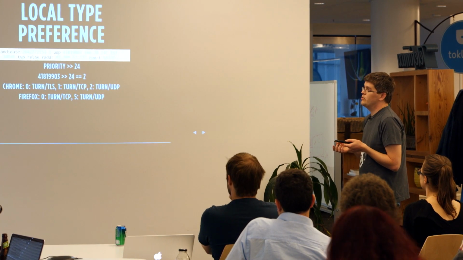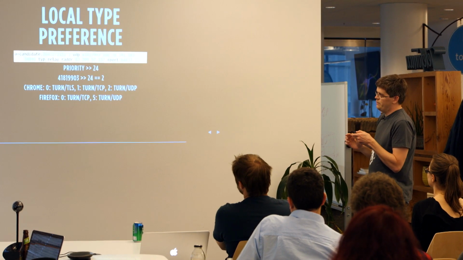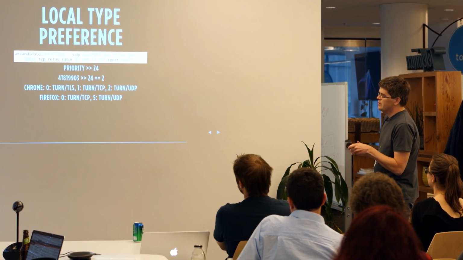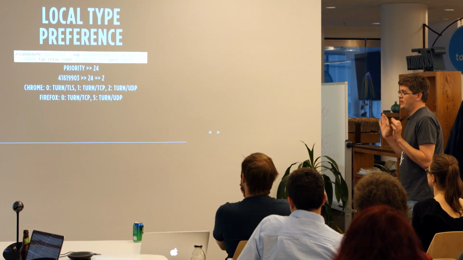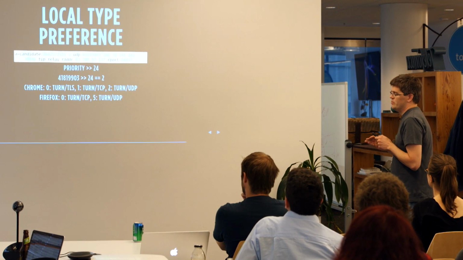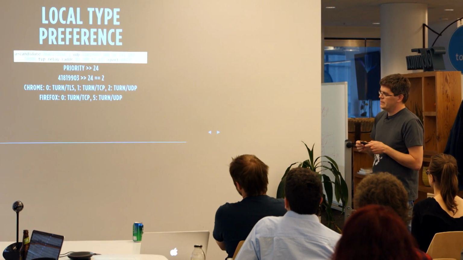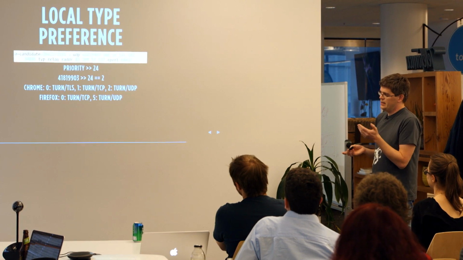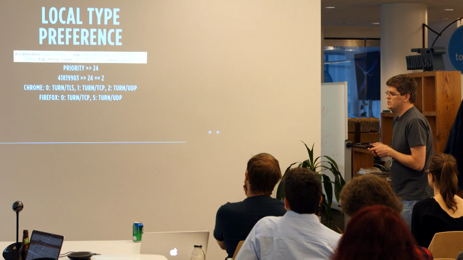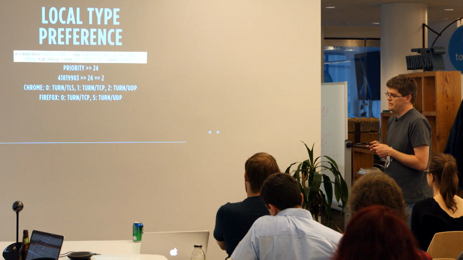Well, let's meet the local type preference, which is the lower 8 bits of the priority field, which is this one. So if you do that shift, if you can do that in your head, great. You notice that the lower 8 bits are the number 2. So different browsers: in Chrome, that means it's a UDP candidate. And if you have a 1, it's a TURN TCP candidate. And if it's 0, it's the lowest preference, it's TURN TLS. In Firefox, which doesn't implement TURN TLS yet, you have a 0 for TURN TCP and 5 for TURN UDP.